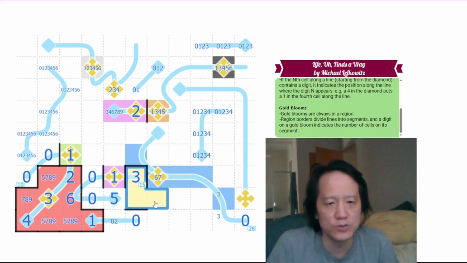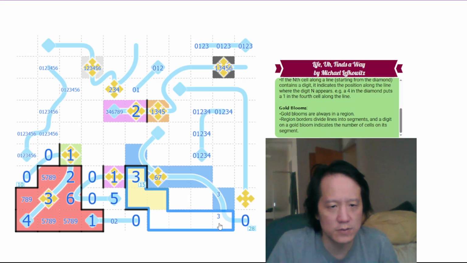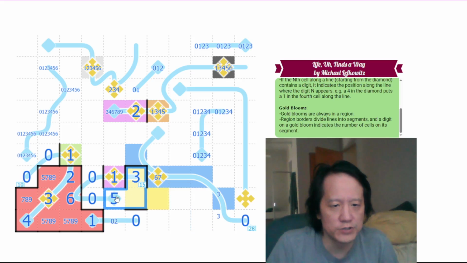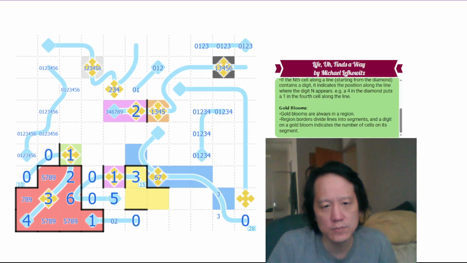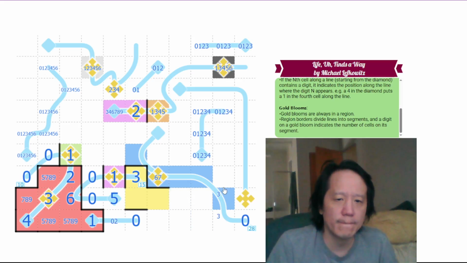So we can have 1, 2, 3, 4, 5, 6, 7, 8, 9. Or 1, 2, 3, 4, 5, 6, 7, 8, 9. Or 1, 2, 3, 4, 5, 6, 7, 8, and 9. Or 9. So we don't have any other guarantees here. Interesting. Hmm.